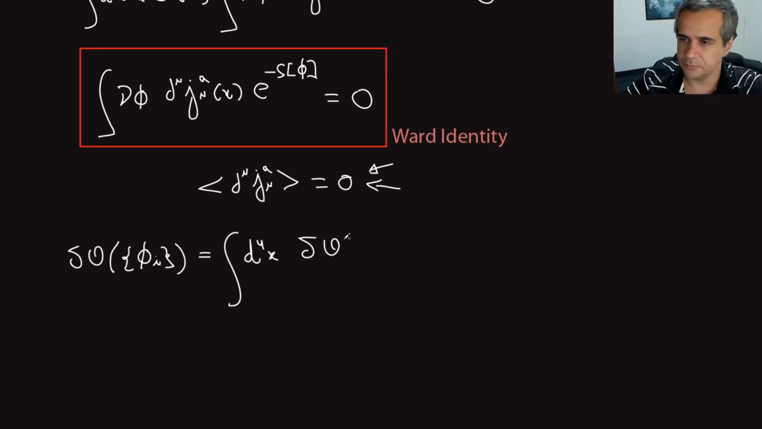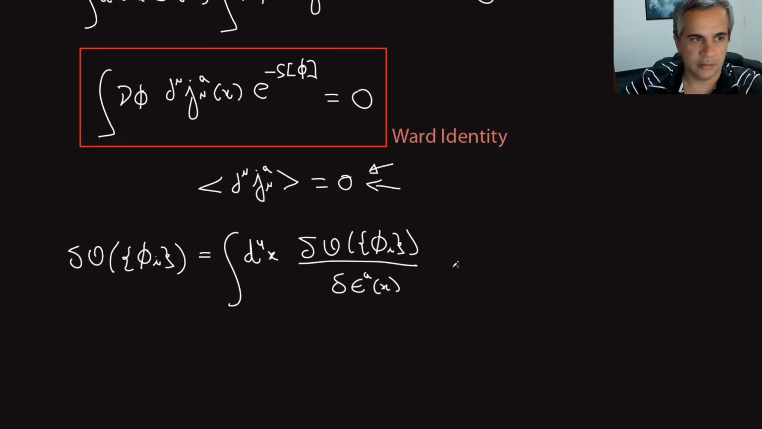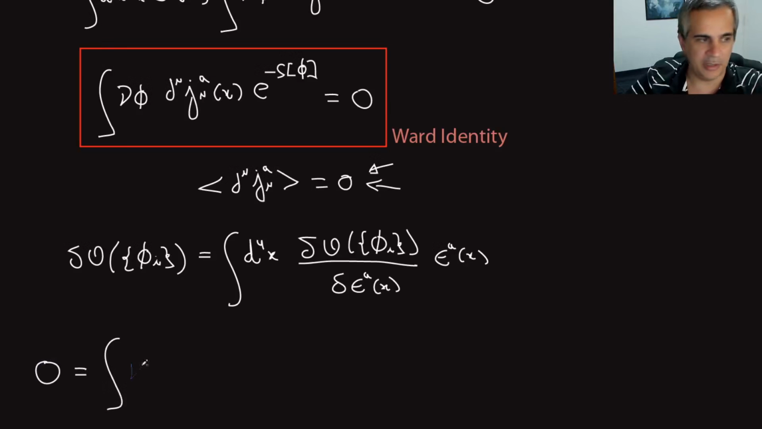∫d⁴x i δO/δε_a(x) times ε_a(x), which is true for any small variation of epsilon, right? And using the same logic as above, we just write the integral twice with just changing the name of the variable, then subtract one from the other and assume there are no anomalies. You get that this integral here should be 0, right?